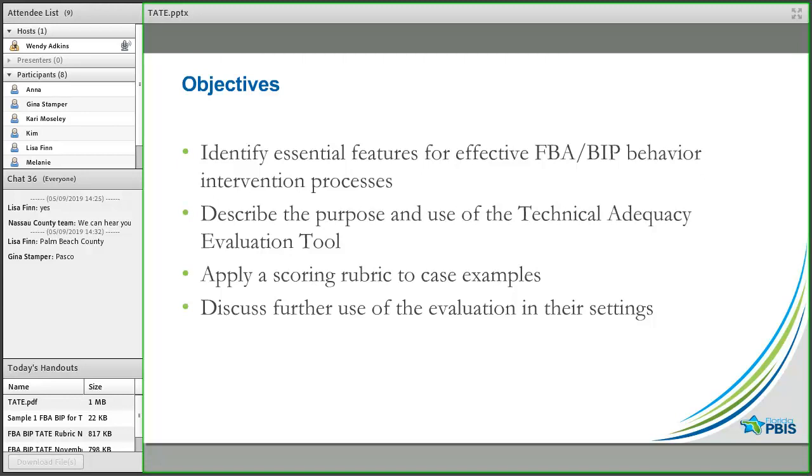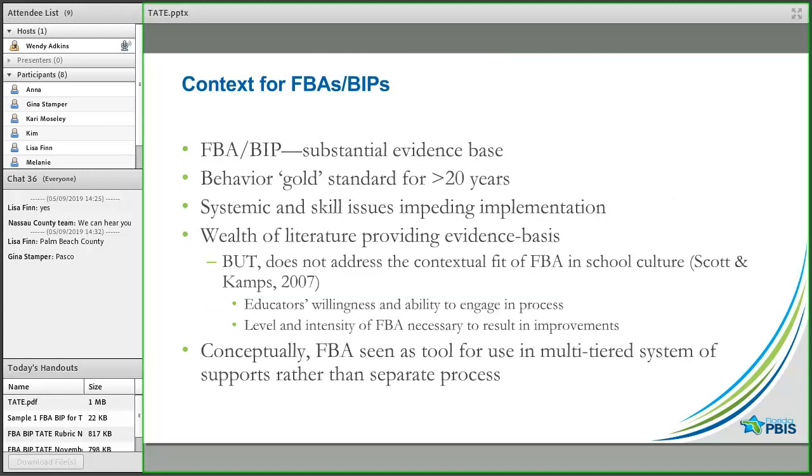So today what we're going to do is talk about what are the components that should be included in a high quality FBA BIP, and then talk about the actual technical adequacy evaluation tool, try scoring it with a couple of things, and then talk about how to use it in your settings. And I do have a couple of questions within this presentation, so you can definitely put in a lot of stuff in the chat box. I'll give you a lot of opportunities to use that chat box.